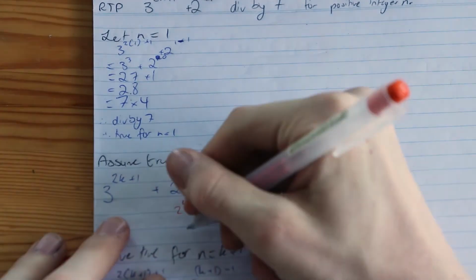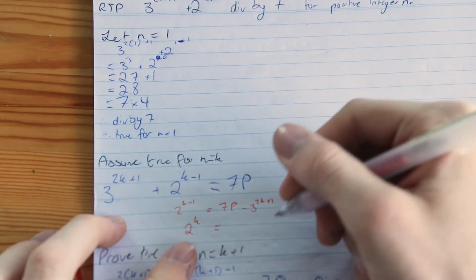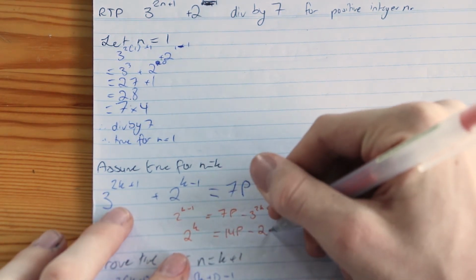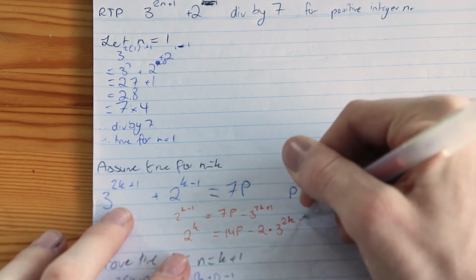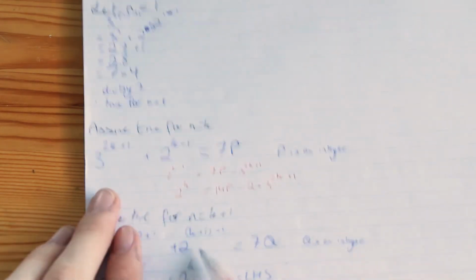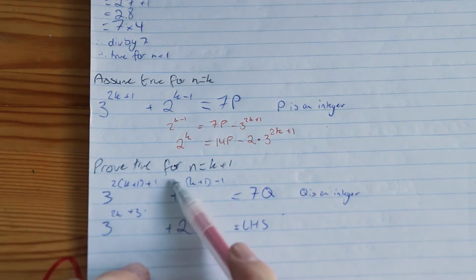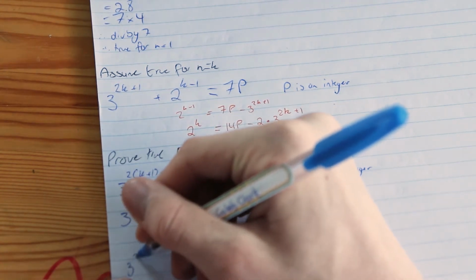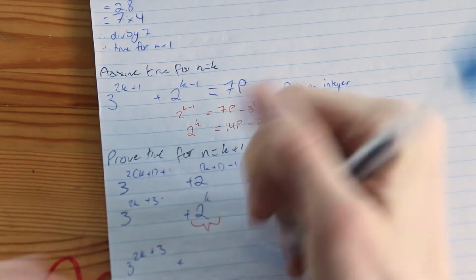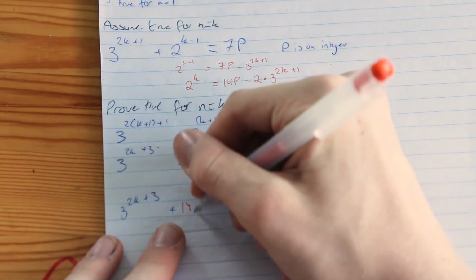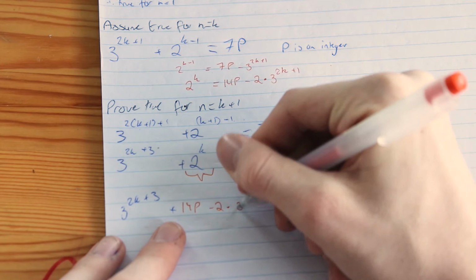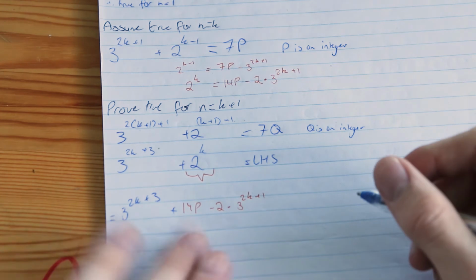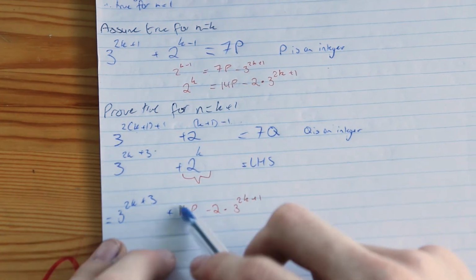We can multiply both sides by 2. The left-hand side will become 2 to the k, and the right-hand side will become 14p minus 2 times 3 to the 2k plus 1. Okay, all that's changed is I've multiplied both sides by 2. And now we can substitute directly what 2 to the k is into here. So here we have 3 to the 2k plus 3 plus what we've assumed is true. Remember? We might have rearranged it a little bit, but it's still exactly what we assumed to be true. And this is our left-hand side. So that's it, using our substitution.